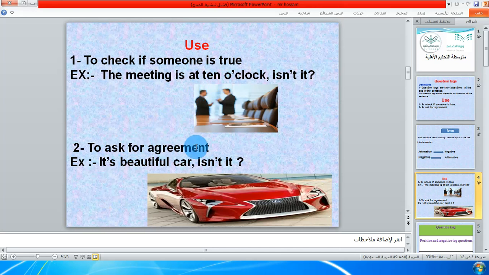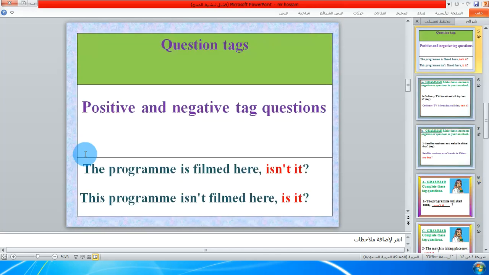To ask for agreement, this is the second use. It's a beautiful car. This is the example. It's a beautiful car, isn't it? Isn't it here is a question tag. Here we have an affirmative sentence. We transform it into a negative question, so is becomes isn't, followed by the subject it.